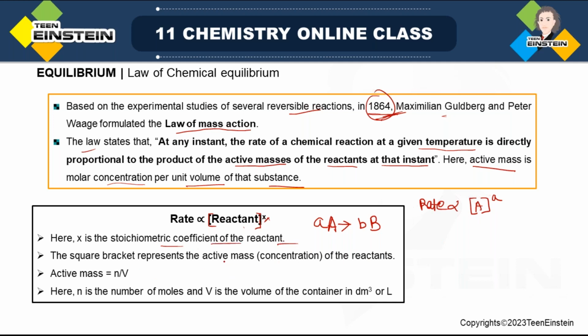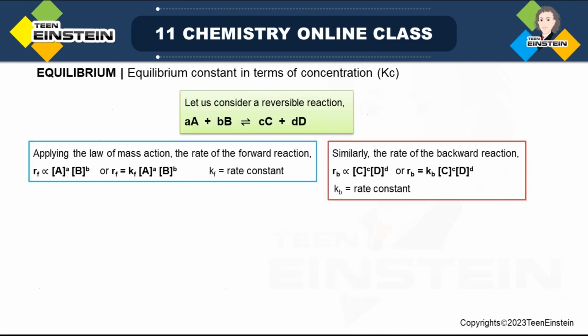The square bracket represents active mass or concentration of the reactants, and active mass is nothing but concentration, which you can understand from this n divided by V. So number of moles per unit volume, where volume is in dm cube or liter, and n is the number of moles. Now if it is proportional, when you remove this proportionality sign, there will be a constant.